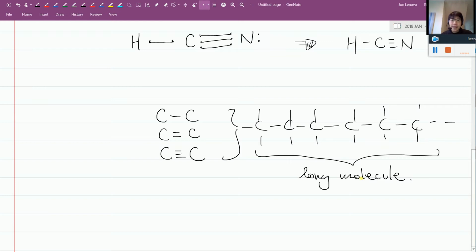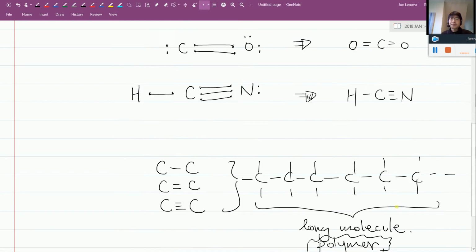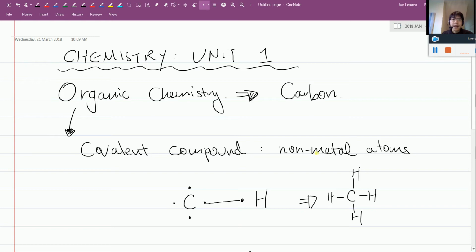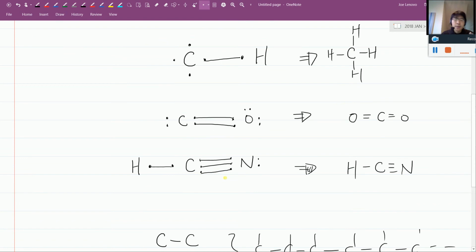Those long molecules are very important for us to do organic chemistry, and we will spend a few more weeks later on looking at them. These long molecules have another name: polymers. And what would be very important for us to look at is intermolecular forces, how those forces interact with each other later in this course. So now we have an introduction to covalent carbon bonding: single bond, double bond, and triple bond.